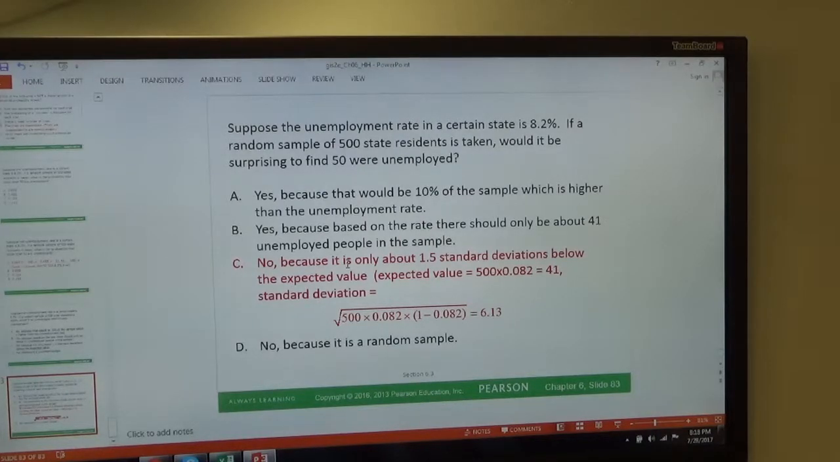The answer is no, because it's only about 1.5 standard deviations below. Usually it's considered an unusual event if it's 2 standard deviations above or below. So for any distribution, first figure out the mean and the standard deviation. Then take the mean plus 2 standard deviations and the mean minus 2 standard deviations. If the counts are beyond those two numbers, either 2 standard deviations above or below the mean, it will be considered an unusual event.